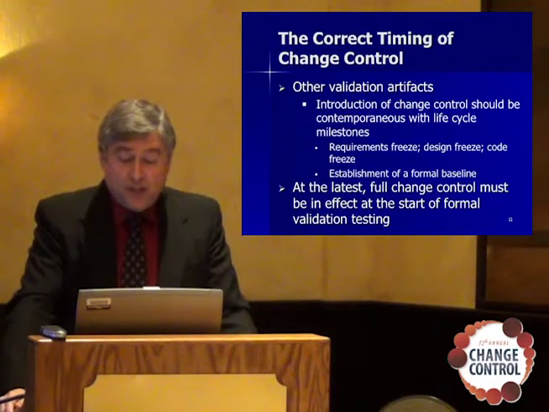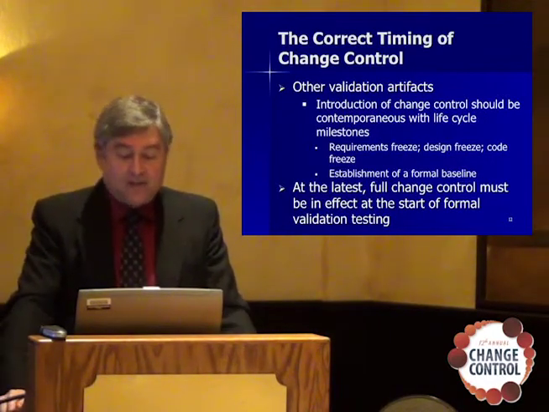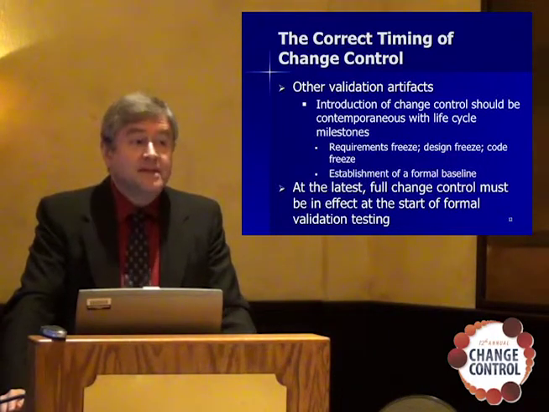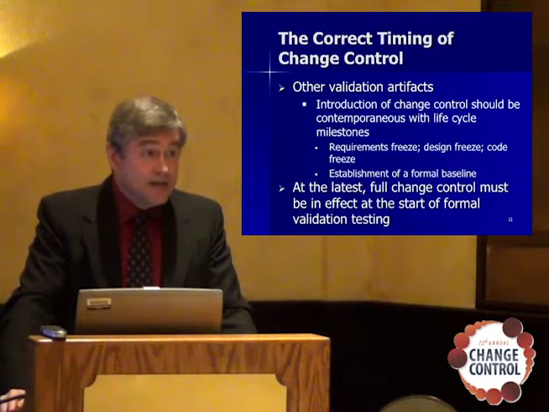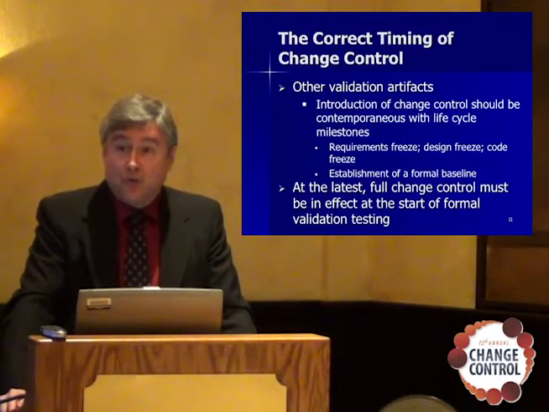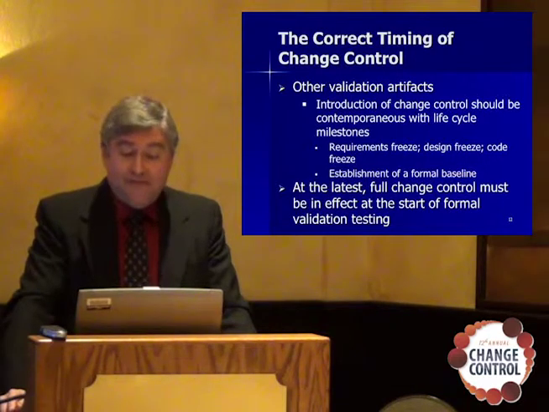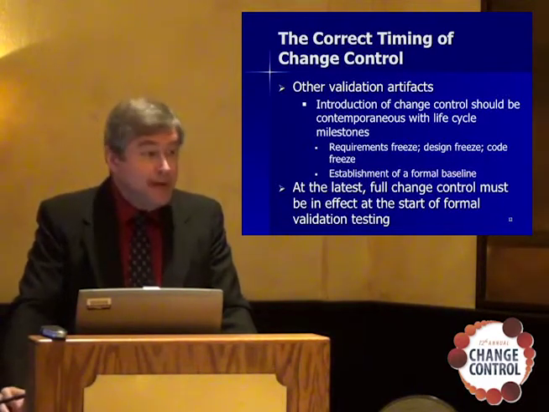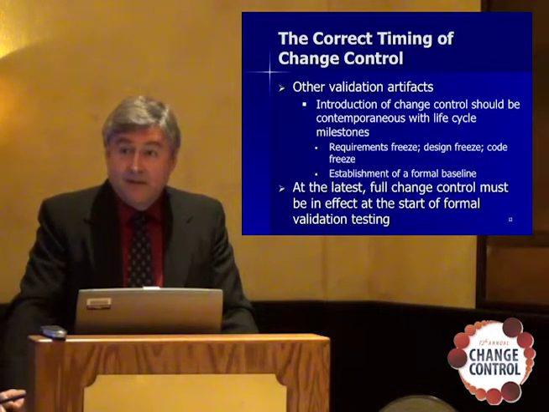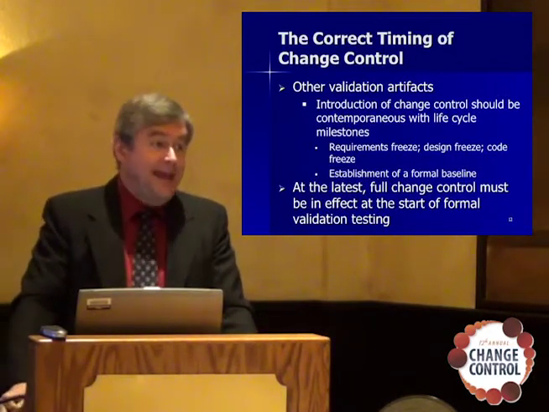At the latest, full change control must be in effect at the start of formal validation testing. This is the trying to validate a moving target problem. You don't want to do that. You need full change control. You need to know what you are formally validating. You need to be able to identify it unambiguously. We are testing version A.